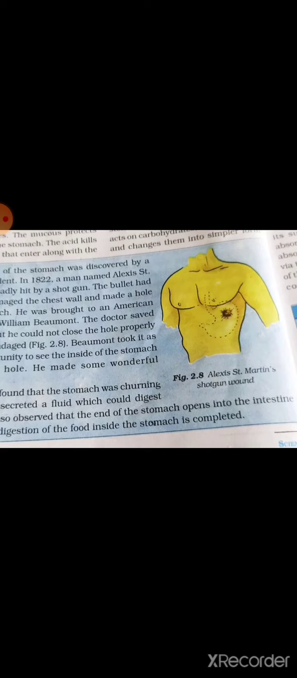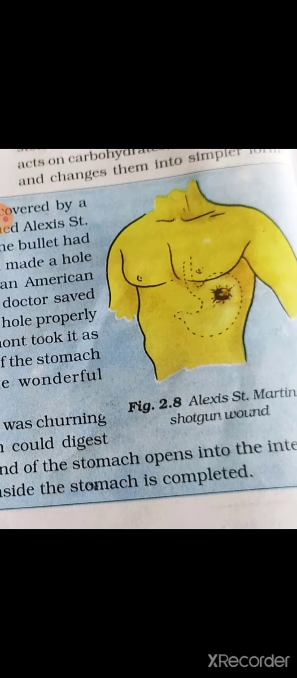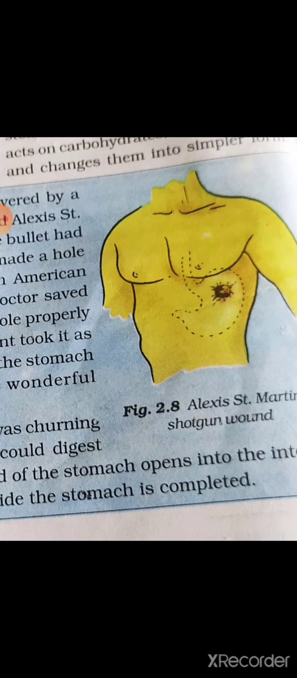A man named Alexis Saint Martin was accidentally hit by a shotgun in 1822. The bullet had seriously damaged his abdomen and made a hole in his stomach. He was brought to an American doctor, William Beaumont. Martin survived, but the doctor could not close the hole properly.